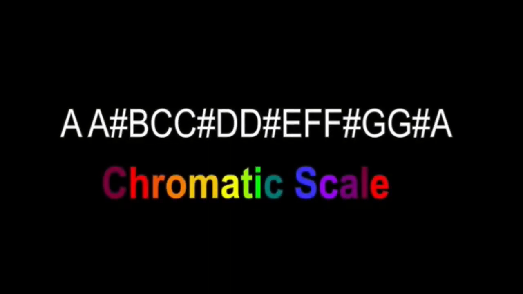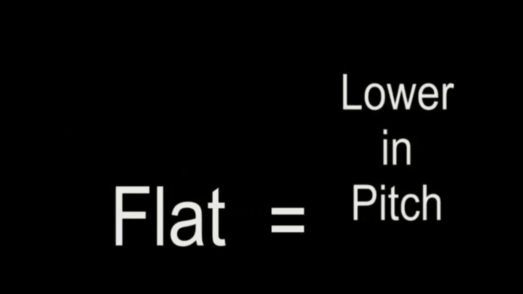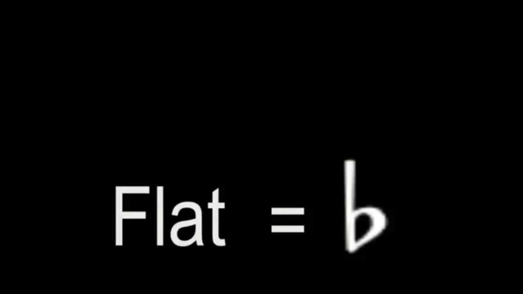In music theory, when you play all 12 notes in sequence from low to high and reach the octave note, you are playing the chromatic scale. The chromatic scale, therefore, contains 13 notes. Instead of using sharps to name the notes in between the 7 letters of the musical alphabet, we also may use flats. Flat means lower in pitch and is written using the flat symbol.